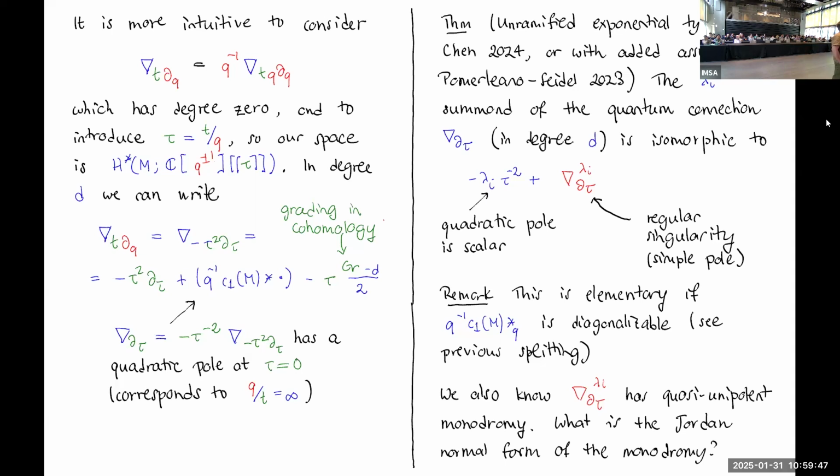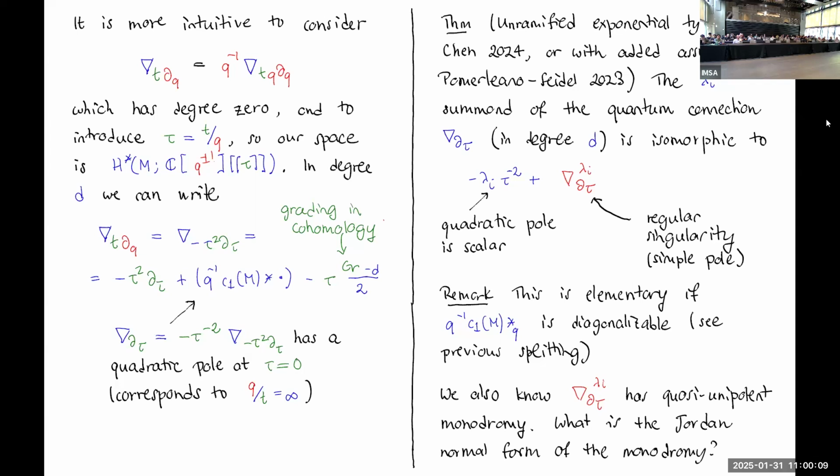The other thing which I didn't put in the theorem is that each piece here has a simple pole, a regular singularity. By the way, regular singularity means that we can talk about its monodromy even though it's defined over formal power series. It makes sense. But we also know, and that's also part of this theorem, that the monodromy is quasi-unipotent.